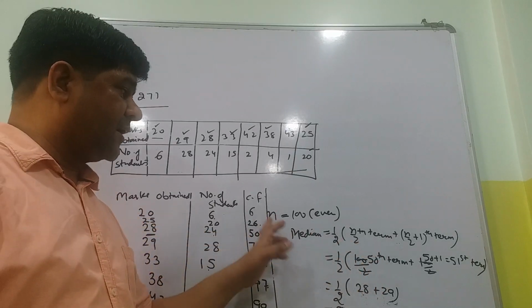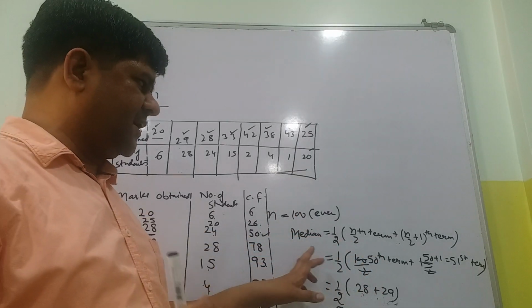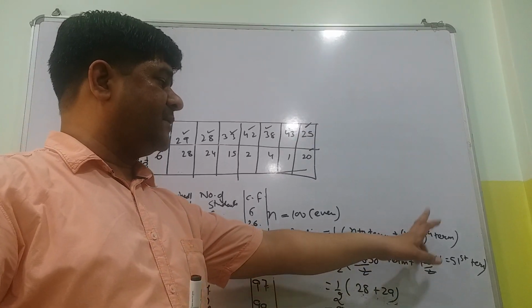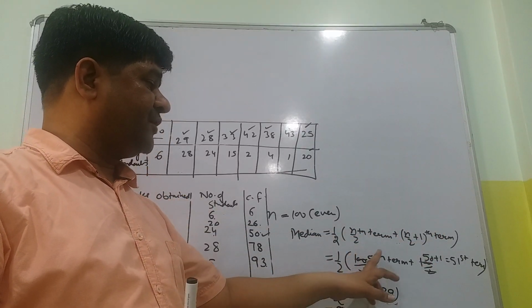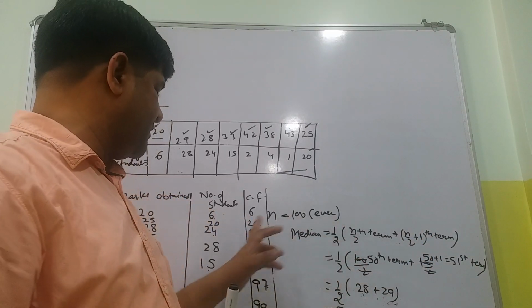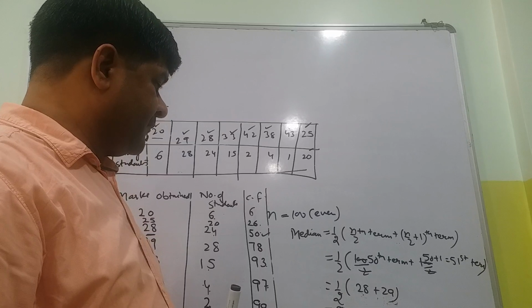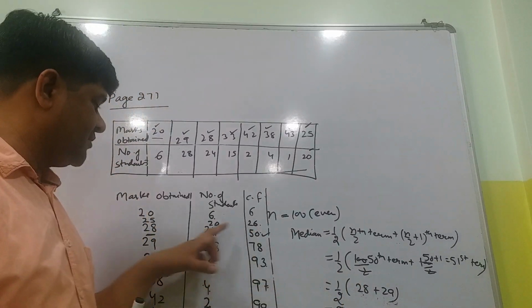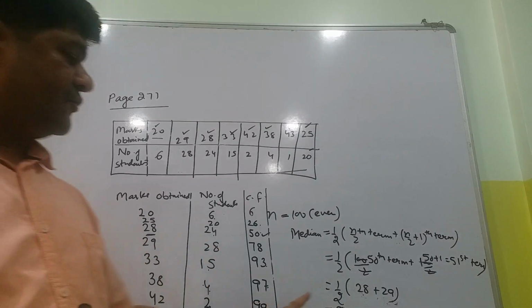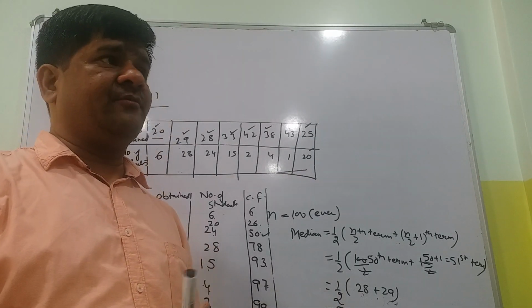That is, if the number of terms is even, the formula for finding the median is half of n by 2th term and n by 2 plus 1th term. So that is the 50th term and 51st term. So what is the 50th term? 28. Its value is 28 and the 51st term has value 29. So 57 over 2, the answer comes out to be 28.5.